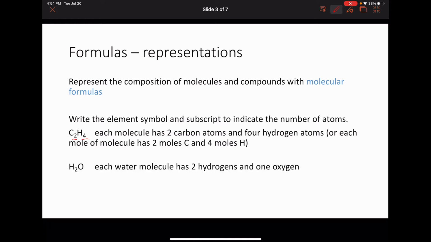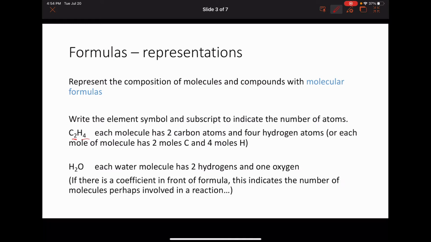And then an example, so water, H2O, each water molecule basically has the 2 hydrogens, and then 1 oxygen. You don't write the 1 as a subscript, it's just implied. If there's no number there, it just means there's 1 oxygen in this molecule itself. And if we had a coefficient in front of the formula, it indicates how many molecules or how many moles of it. So if we put 2 in front of this, that means we have 2 moles of C2H4. It's something you do when you're writing reactions or equations, which we'll get to at a later date.